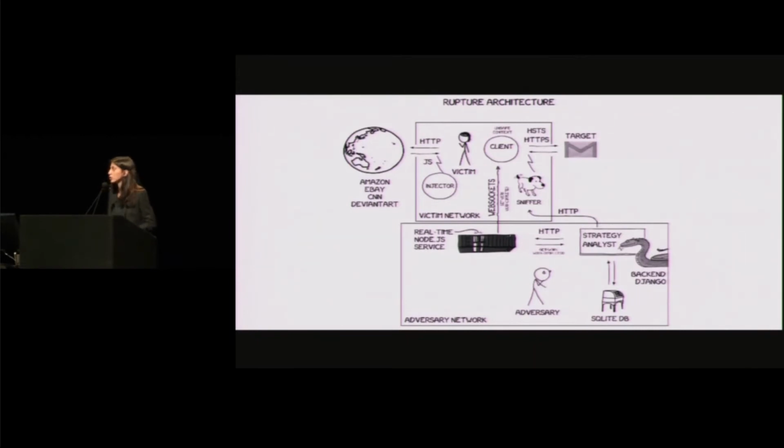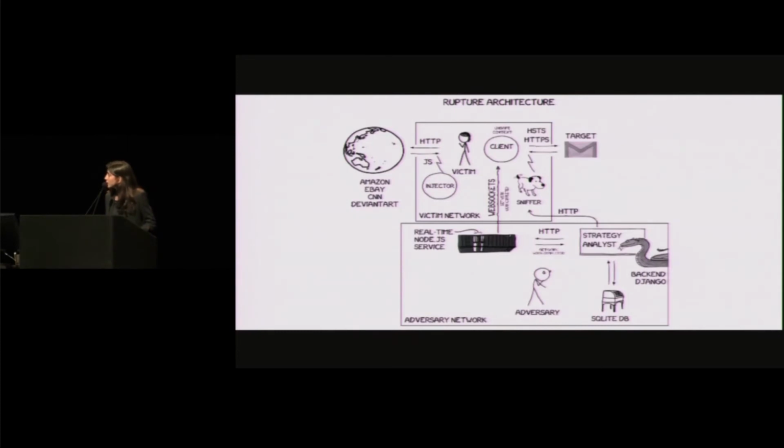The next module is client. Client is the JavaScript code we inject. It's quite minimal, quite dumb. All it does is wait for work from the adversarial network and issue the requests we want. And the reason it's dumb is that if a victim wants to reverse engineer the code that is injected in their machine, they can't really figure out what's going on.